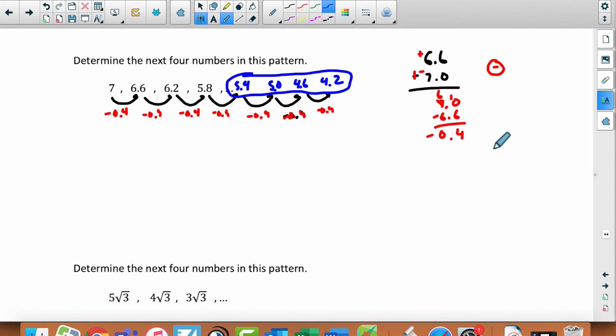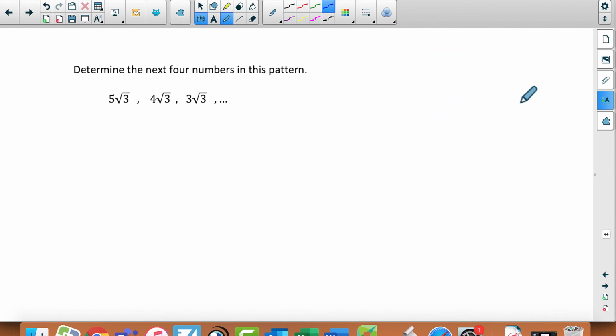Last one, pretty similar. Determine the next 4 numbers in this pattern. So again, when you look at this, it might look a little confusing with all these root 3's and everything. You just want to know the difference here. What's the common difference that we're going from the first one to the second one, and the second one to the third one? So again, you might be able just to look at it. If not, take either this second one and subtract the first one, or take the third one and subtract the second one. It doesn't matter. Just take one and subtract the previous one. I'll go 3 root 3, take away the one previous, which is 4 root 3.